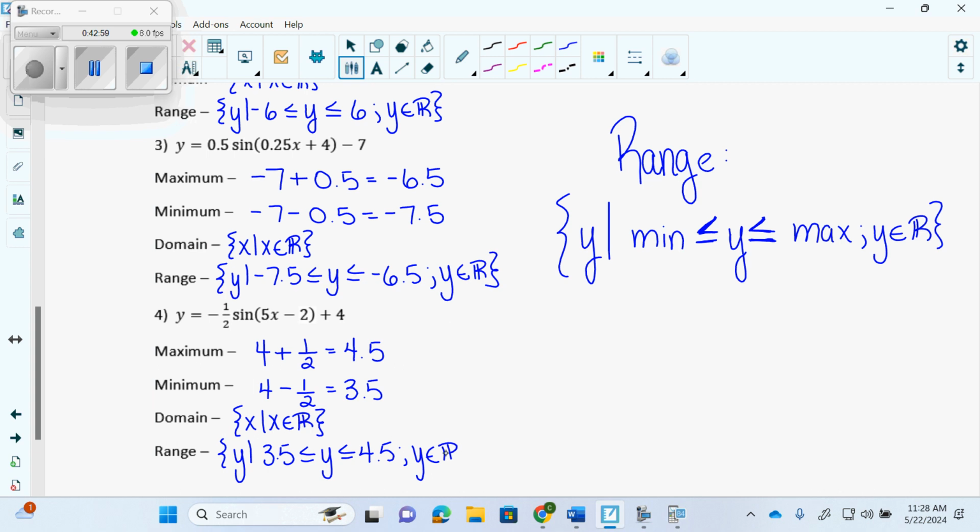We have one last lesson left in sinusoidal, then we move on to probability, our last unit.